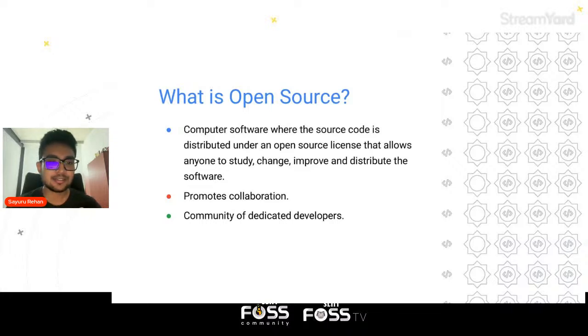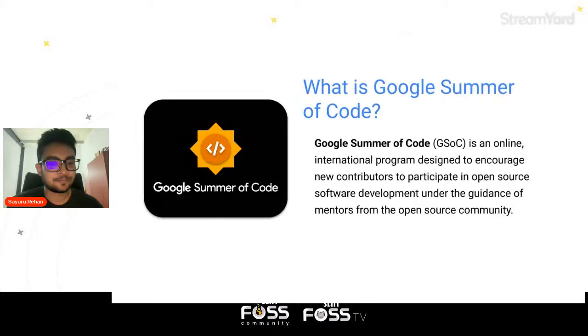Open source is basically computer software where the source code is publicly available and it's distributed under an open source license for anyone to change, anyone can contribute to it, and the overall goal of open source is to improve software all around the world. This in turn promotes collaboration among developers and it creates a well dedicated community of developers. That's really good that we have open source, and most of the tools that we use nowadays are a product of open source development. So GSOC, or Google Summer of Code, directly contributes to open source development.